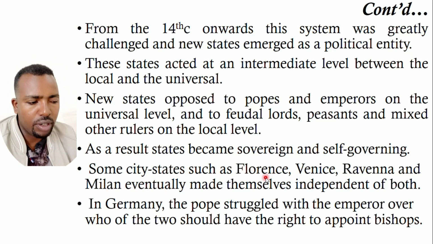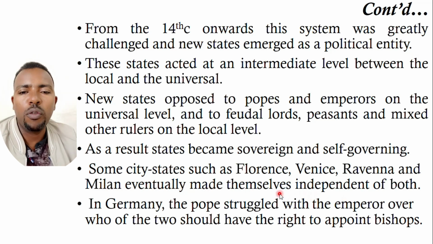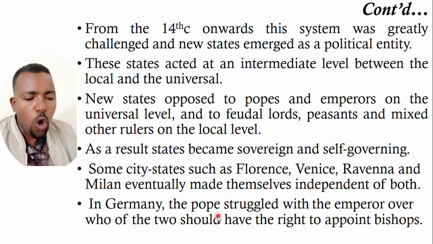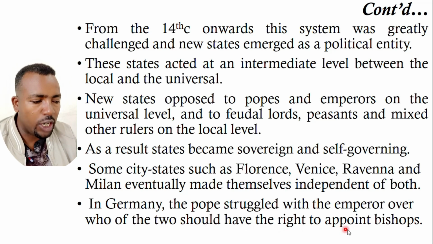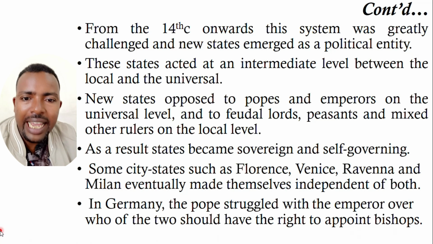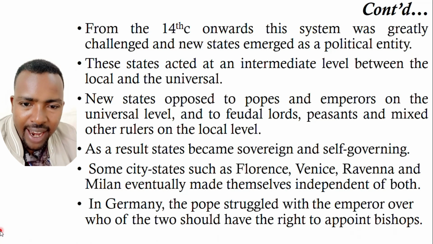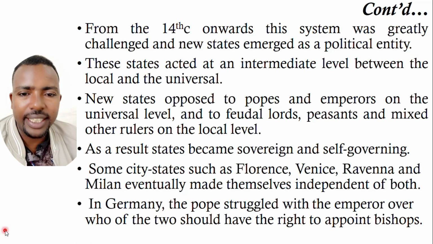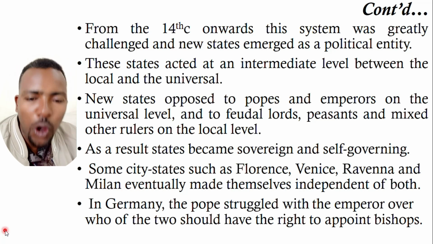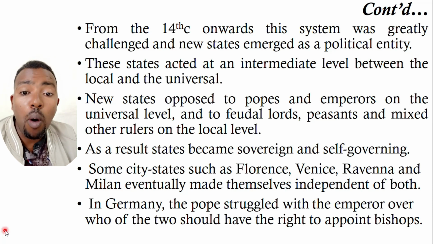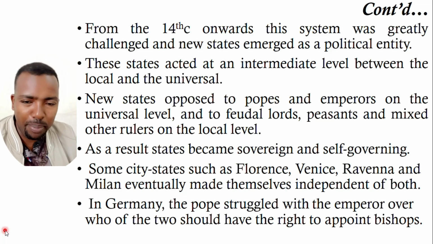Some city-states, such as Florence, Venice, Ravenna, and Milan, eventually made themselves independent of the Roman Catholic Church and the Roman Empire. In Germany, the Pope struggled with the emperor over which of the two should have the right to appoint bishops. So the claim started to arise in Germany. The Pope said, "It is my right to appoint bishops." And then the emperor objected. The emperor opposed that bishops should be appointed by the Pope. So there was a political rivalry between the Pope and the emperor to decide on the politics of the nation.